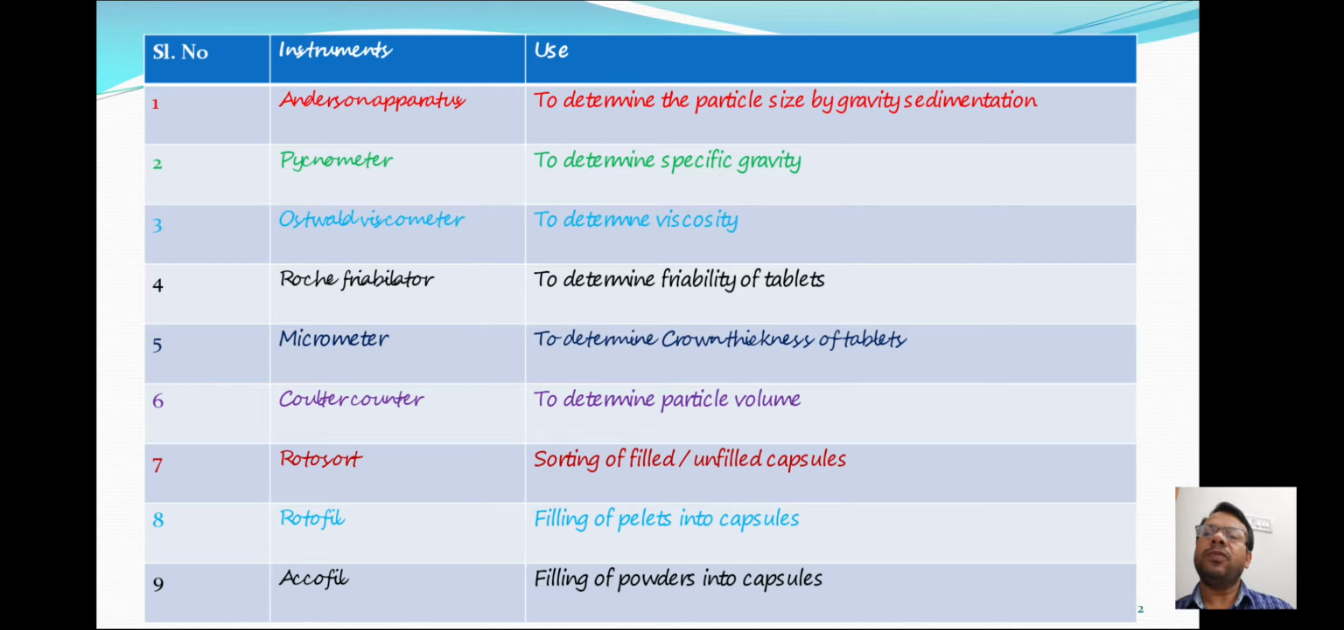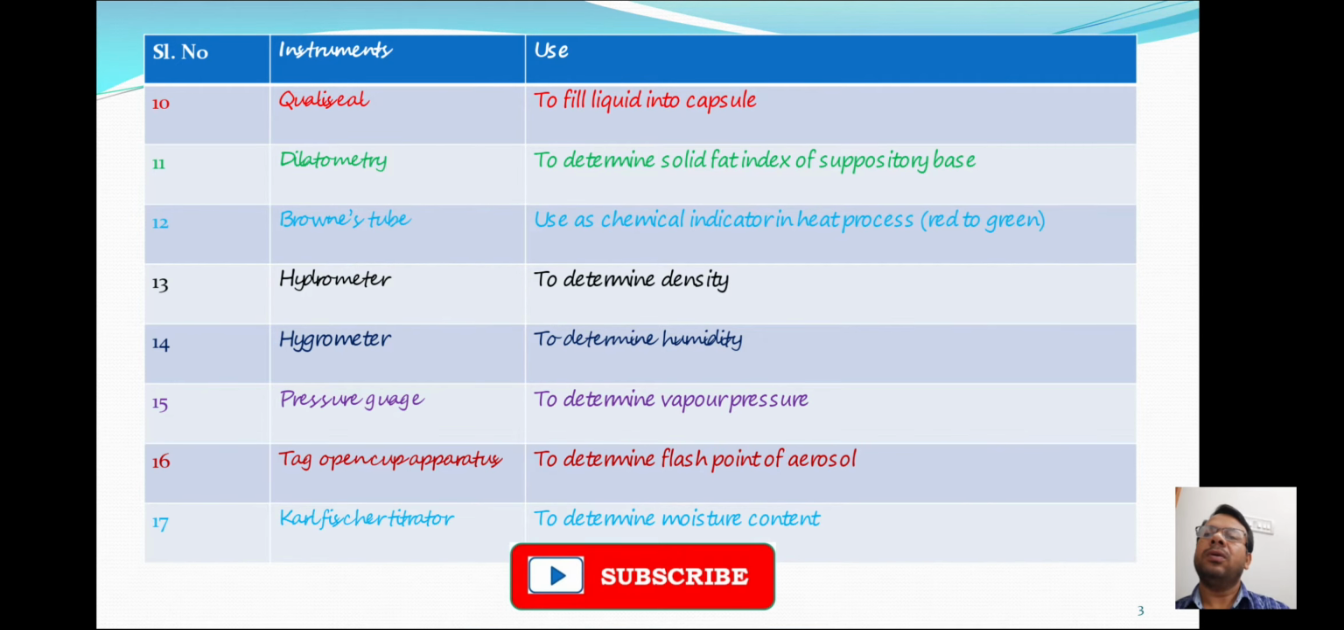Rotofill is used for filling of pellets into capsule. Acofill is used for filling of powders into capsule. Qualisil is used to fill liquid into capsule. Dilatometry is used to determine solid fat index of suppository base.